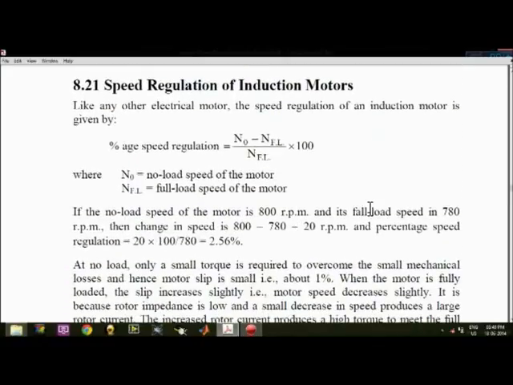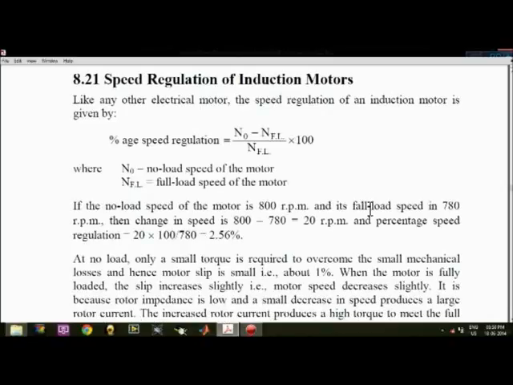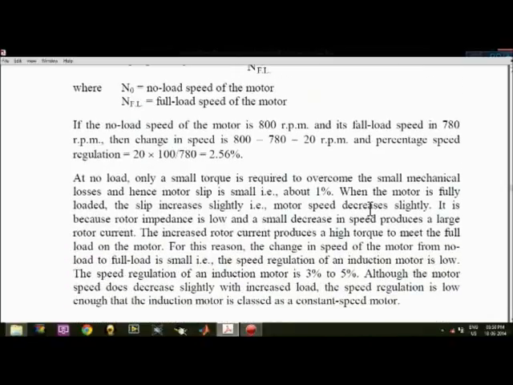Now another important thing is the speed regulation. The speed regulation decides the efficiency also. It is given as speed at no load minus speed at full load, divided by full load speed, into 100. If no load speed of the rotor is 800 rpm and its full load speed is 780, then the change is 20 rpm and the percentage speed regulation will be 20 into 100 by 780, that is 2.56%. The speed regulation is 2.56. So this is a very small numerical. You can practice many more.